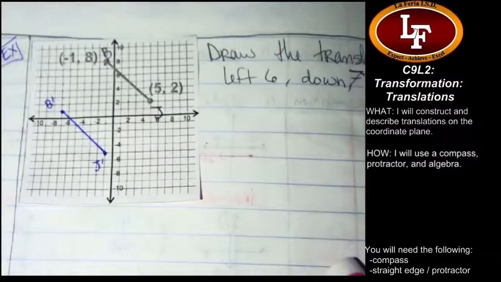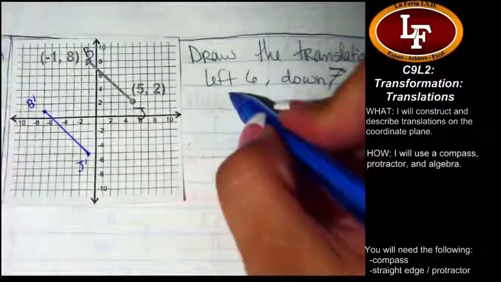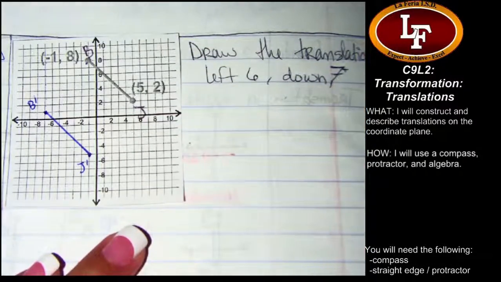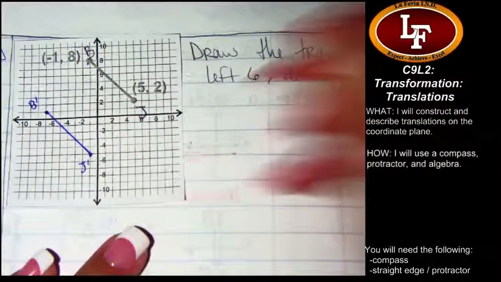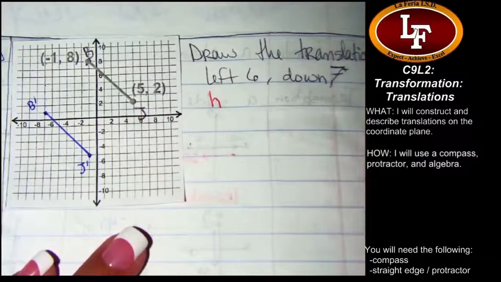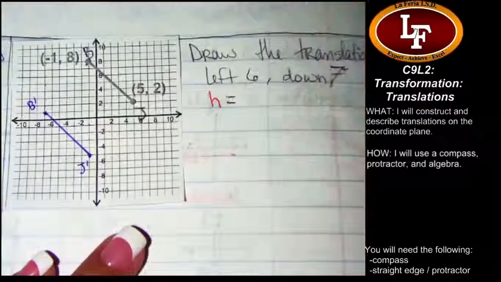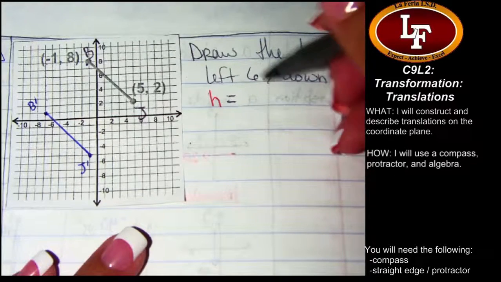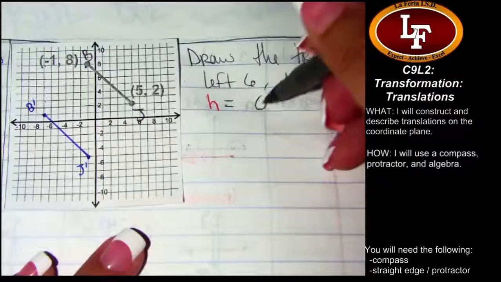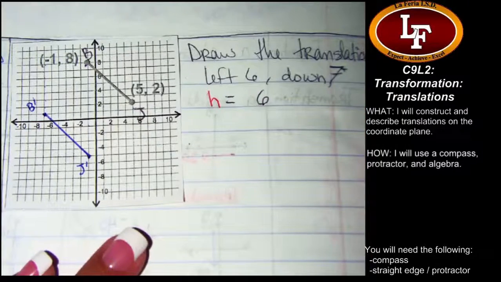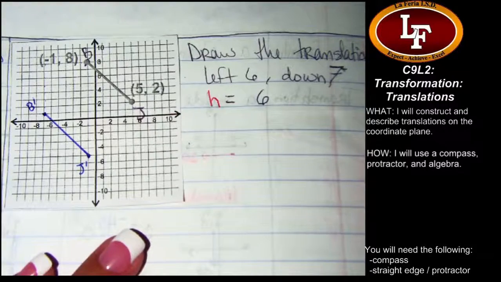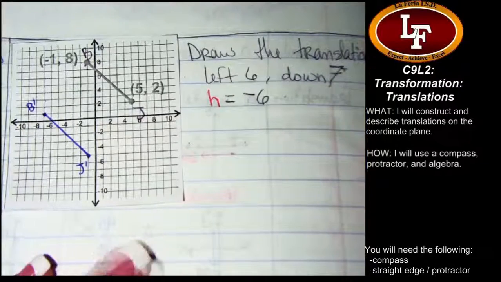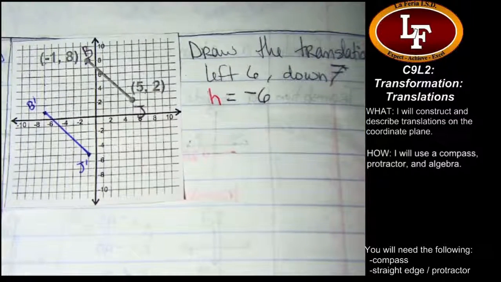All right. So we went to the left 6. Is this an H thing or a K thing? H. It's an H because left or right is horizontal. What is the value of H? 6. But we went to the left. Look back at your descriptions. -6. Is it bigger than 0 or less than 0? Less than 0. -6. It is a less than 0 thing.